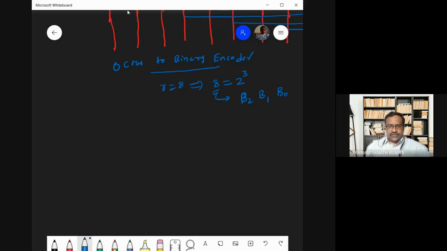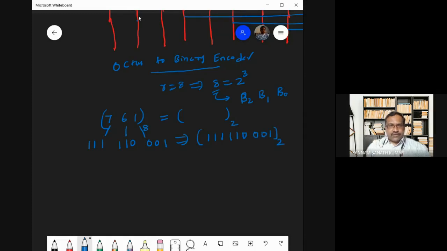So this is also simple. Suppose the octal number 761 is there, the base 8 octal number. You want to convert this into binary. As you know, you need to convert each digit into a 3-bit binary. So 7 equals 111, 6 equals 110, and 1 equals 001. So this is the procedure to convert octal to binary: 111, 110 and 001 to the base 2.